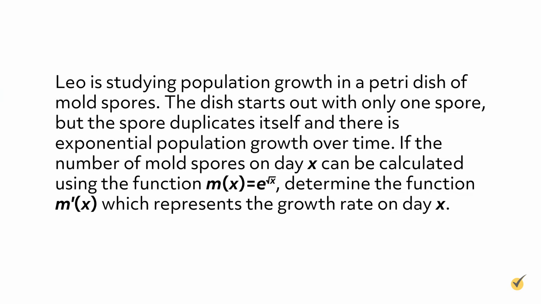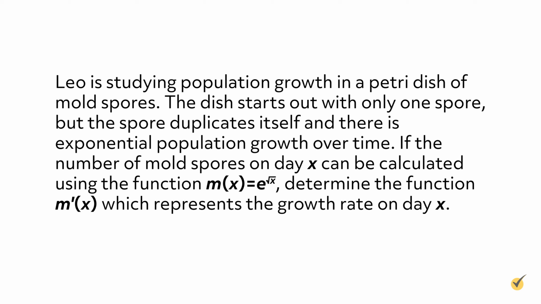Let's work through one last example. Leo is studying population growth in a petri dish of mold spores. The dish starts out with only one spore, but the spore duplicates itself, and there is exponential population growth over time. If the number of mold spores on day x can be calculated using the function m of x is equal to e to the square root of x, determine the function m prime of x, which represents the growth rate on day x. Because we are interested in finding a rate function, m prime of x, we understand that this is a derivative problem.